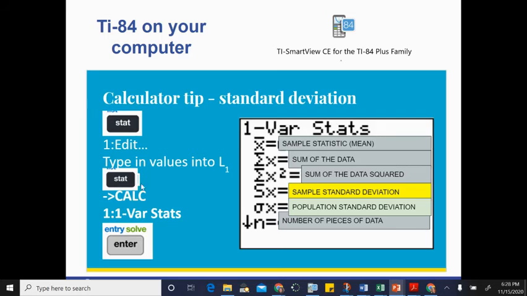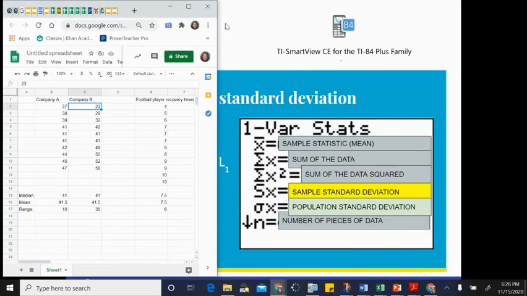And so here are the steps that you would type in to use the TI-84 on your computer. You would hit the Stat button, then you would hit Edit, then you would type in the values into list 1, and you would hit Stat, you would arrow over to Calculate. Then you would pick this option and then hit Enter, and your screen would look something like this. Now, I'm going to push pause for a second, maybe.